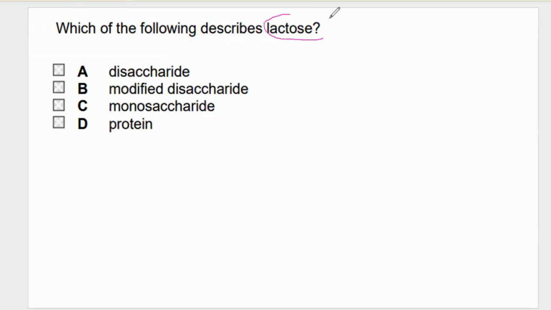Which of the following describes lactose? So we've got disaccharide, modified disaccharide, monosaccharide, or protein. Well, the answer is disaccharide. Hopefully you all know that. Lactose is a disaccharide made of two monomers, two monosaccharide sugars. And lactose is made of glucose and fructose.